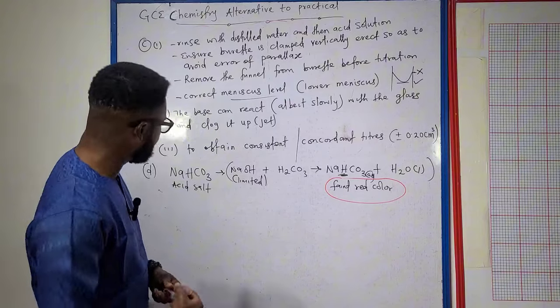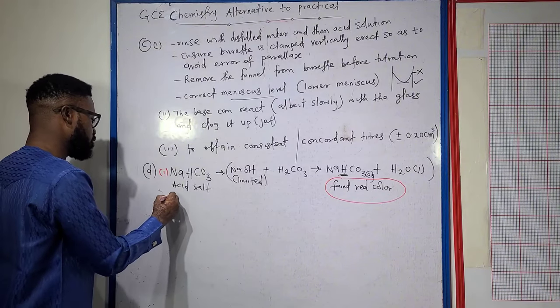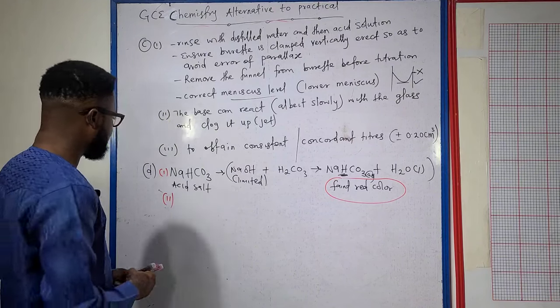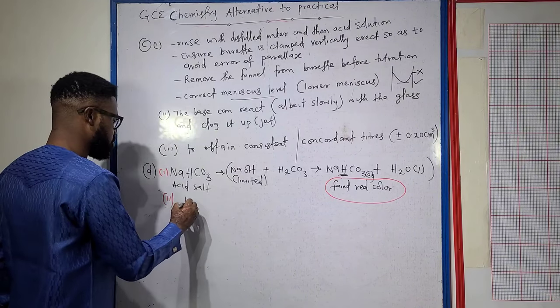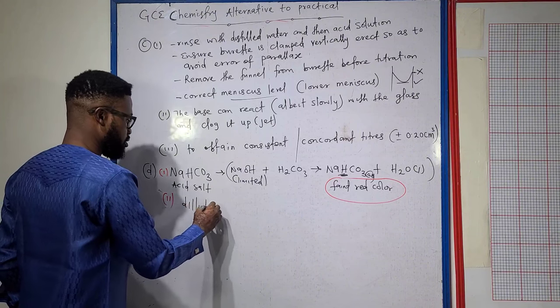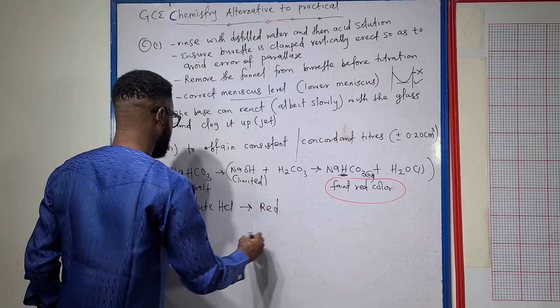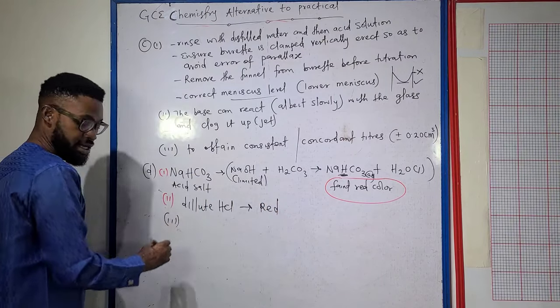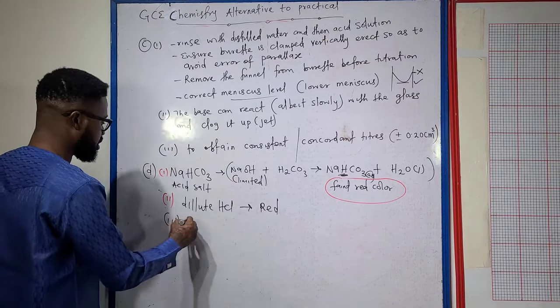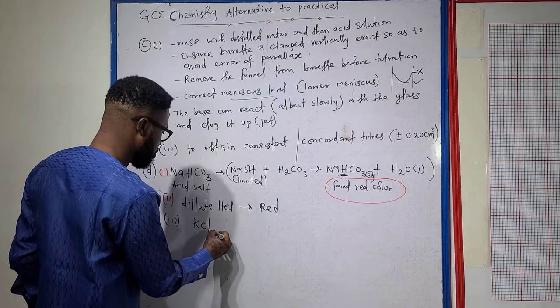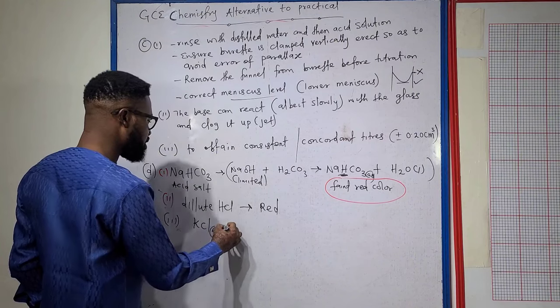Then for D2, this is for D1. For D2, okay, in dilute HCl, of course, that's an acid. Dilute HCl, the color of methyl orange is going to be red. And then thirdly, for potassium chloride, KCl, that is a salt, a neutral salt. This is neutral.